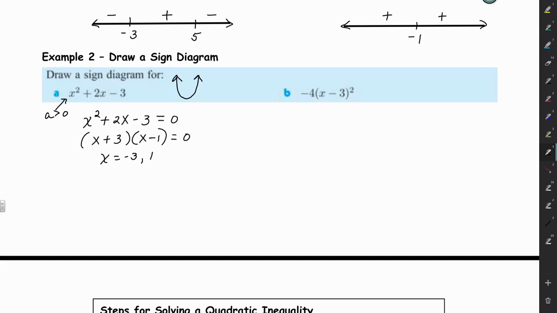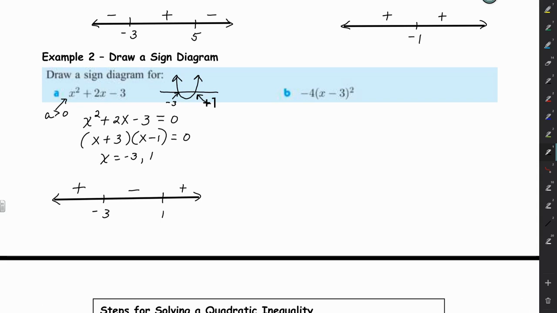So that's easy, all right? So we're going to go ahead and sketch our sign diagram. We know that we have markers at -3 and 1. And because we know that our graph is facing up, we know that before -3, we're going to be positive. After -3 and before 1, we're going to be negative. And after 1, we're going to be positive.